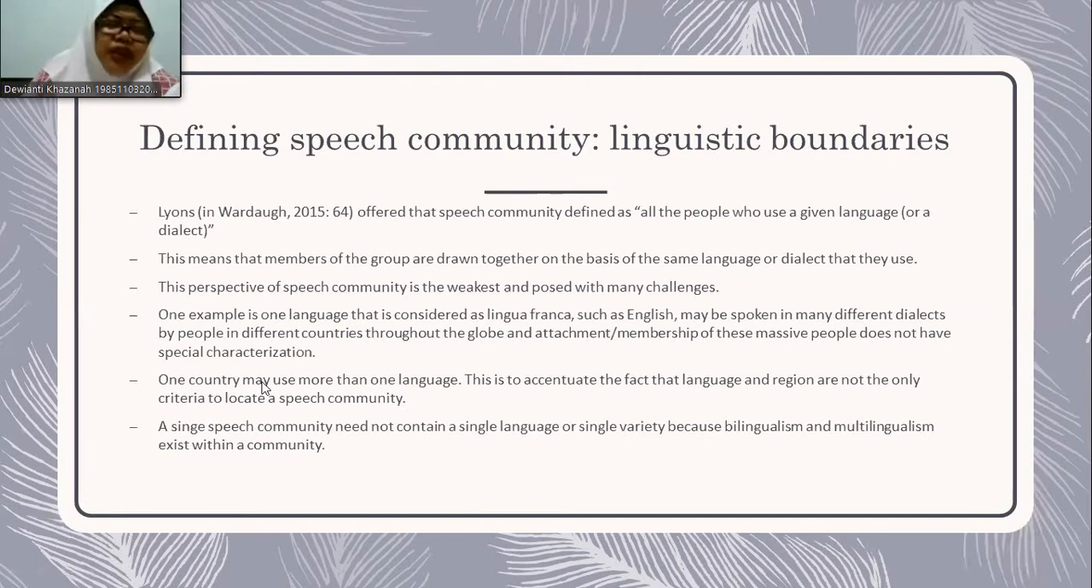Because of its status, karena statusnya sebagai global lingua franca.